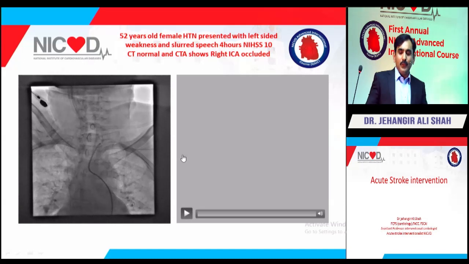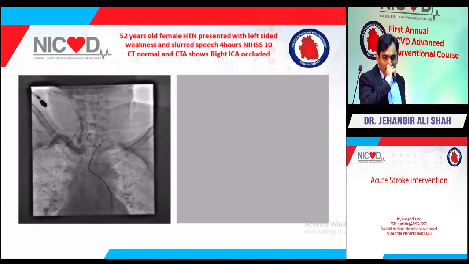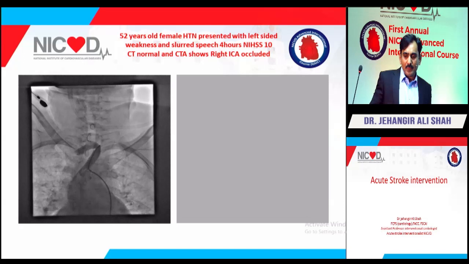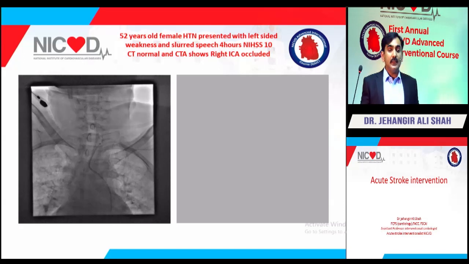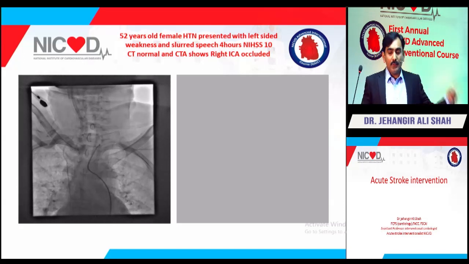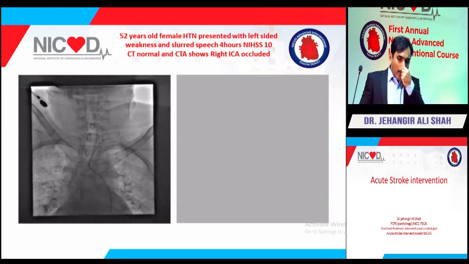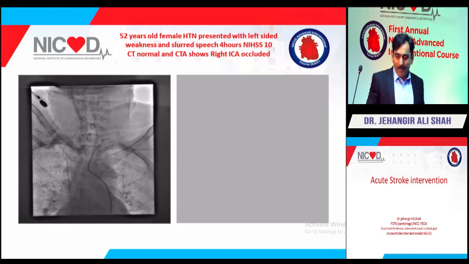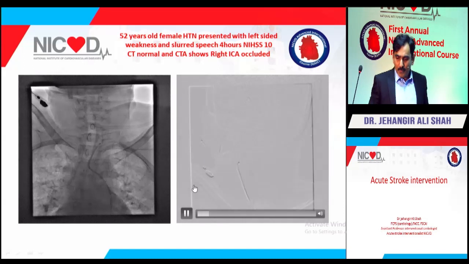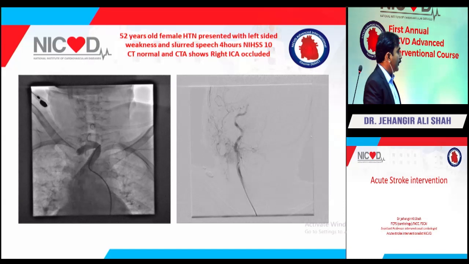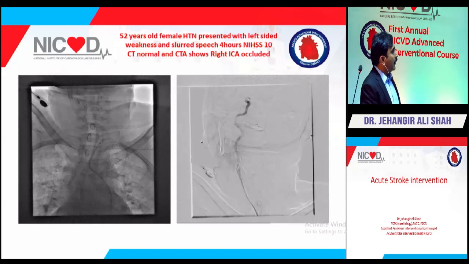And I want to show you this case. He was a 52-year-old hypertensive male. He presented with left side weakness and slurred speech for 4 hours. The NIH score was 10, CT scan was normal, but CT angio shows there's an occlusion of the right internal carotid artery. So he is a type 2R. We had quite a difficulty engaging the ICA. So finally, we did his angiogram that shows there's a total occlusion of the internal carotid artery from its terminus portion.